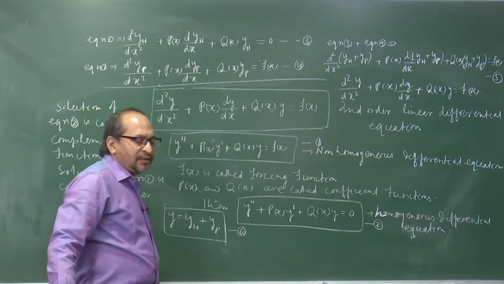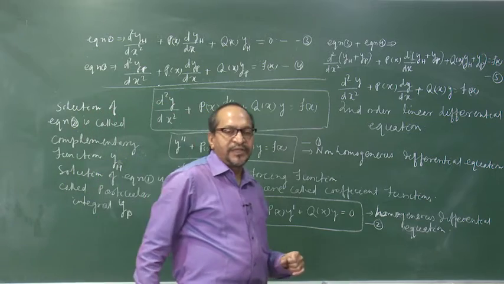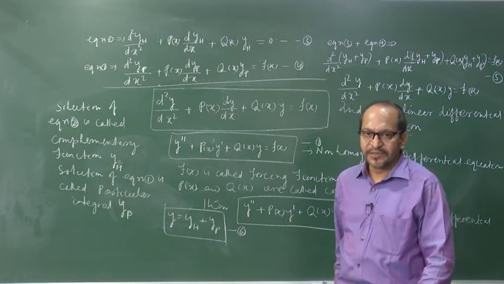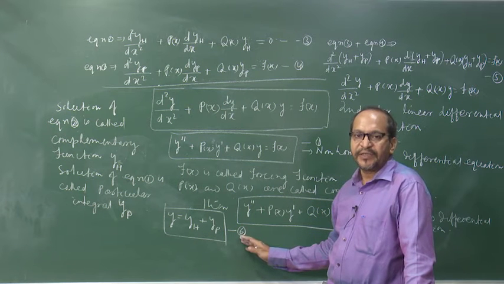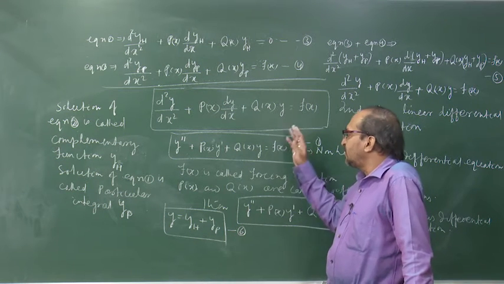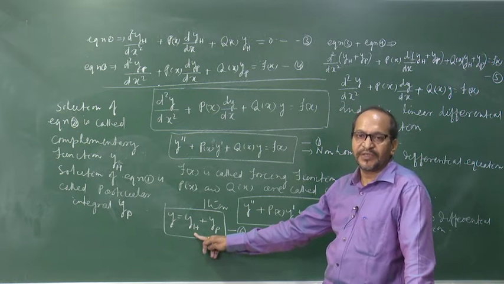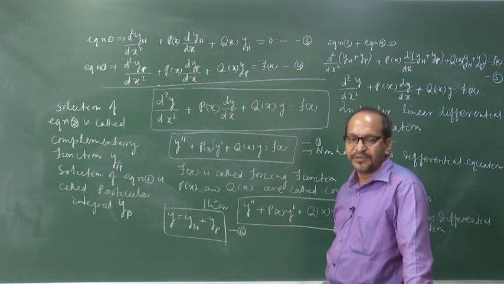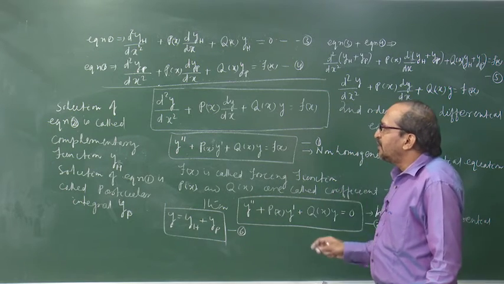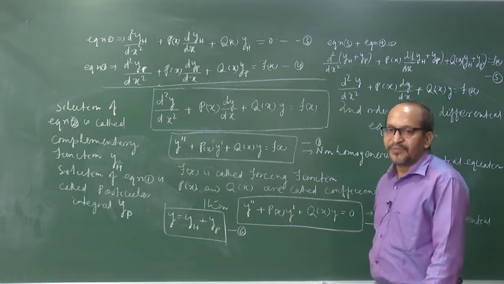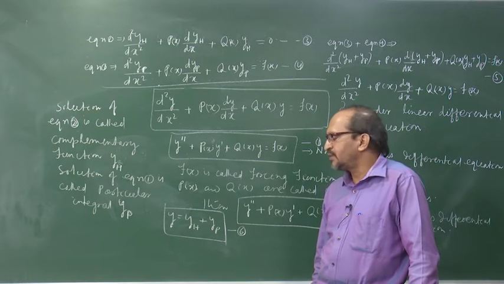So, the solution of a differential equation has two parts. One is the complementary function, another is the particular integral. If the equation is only homogeneous, it has only one part of the solution, that is the homogeneous part, the complementary function. So, this is what we mean by complementary function and particular integral of an inhomogeneous differential equation.